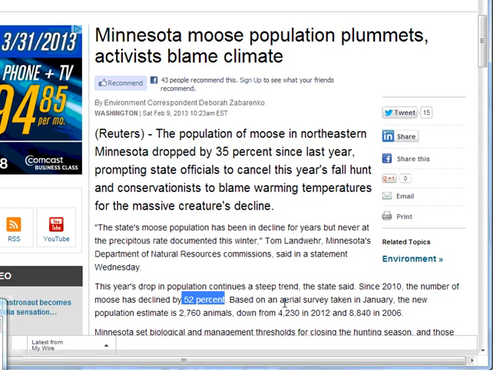So, based on an aerial survey in January, the population estimate is 2,760 animals, down from almost, or more than, 4,000, and 8,000 in 2006. Actually, back in 2006, I was hearing from people that there were so many moose, it was actually causing problems up north in northern Minnesota. People were hitting moose on the road all the time, and it was like they were seeing moose everywhere. So there was this spike in moose population, and now all of a sudden it's dropped off a lot. I mean, compared to 2006, they had 8,000, and now there's 2,000. That's a big drop.